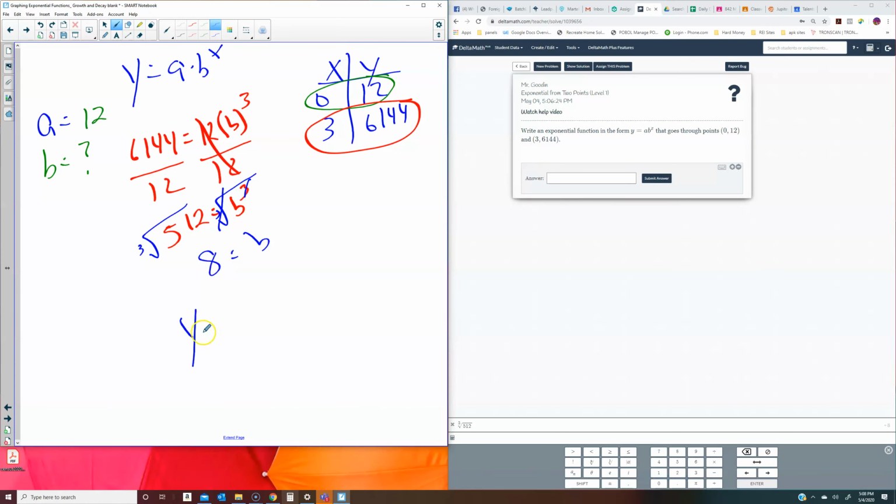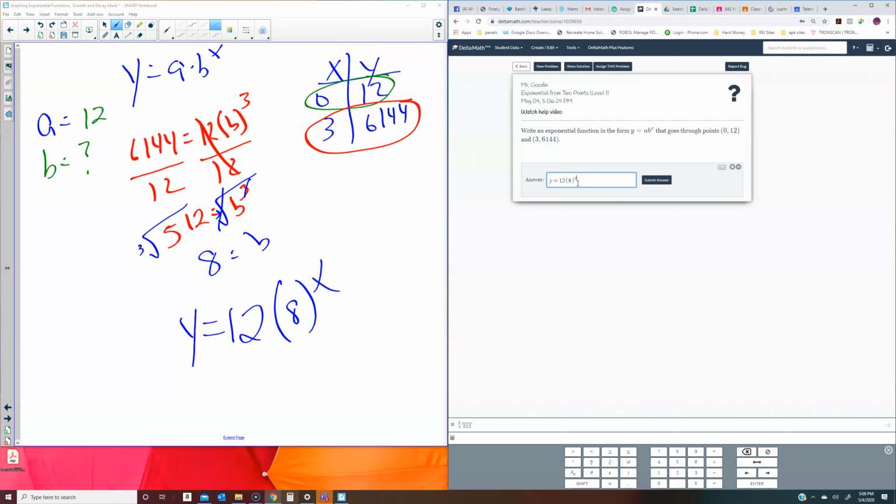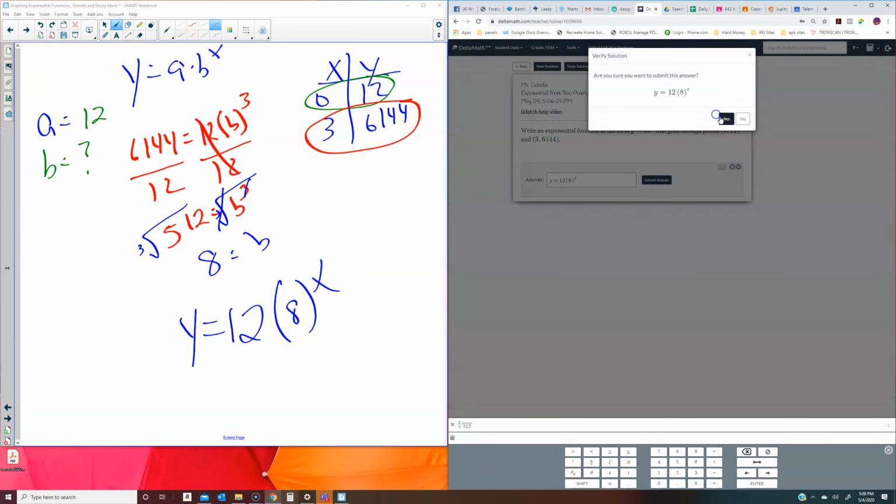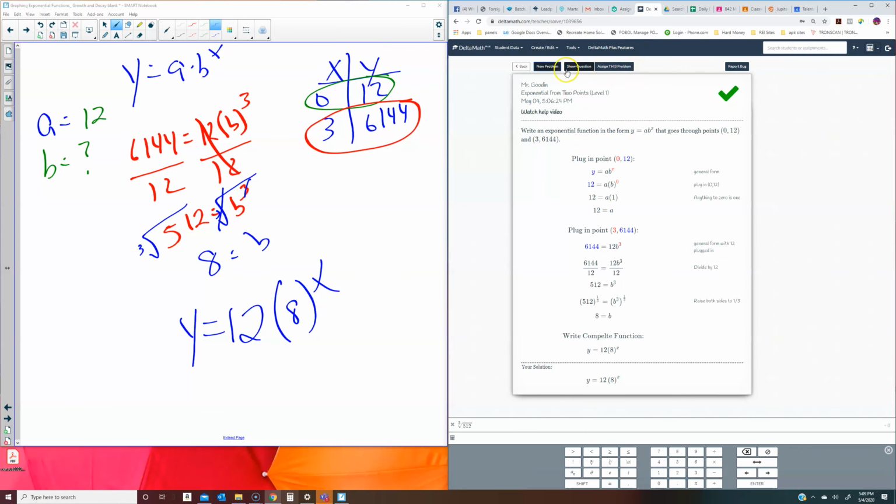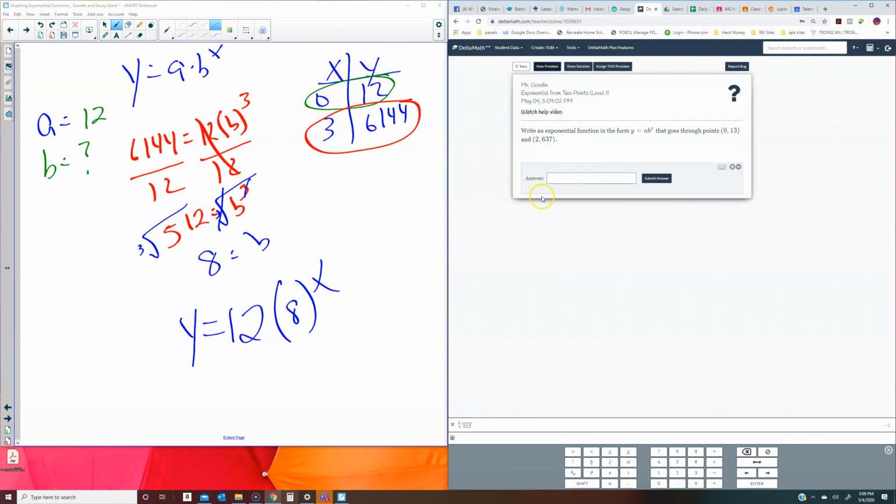So our equation is y equals our initial amount, which is 12, times our b, which is 8, to the x power. Go ahead and put that in. Y equals 12 times 8 to the x power. Submit answer. Yes. I'm going to do one more so we can figure this one out.